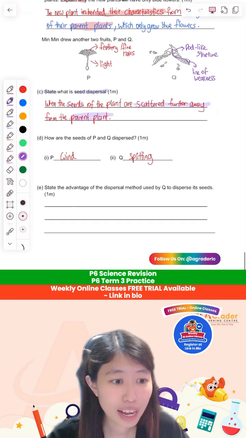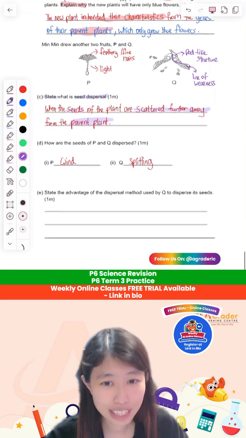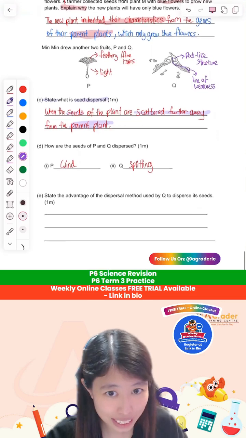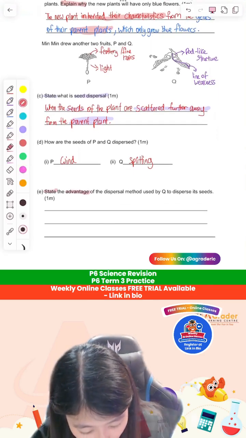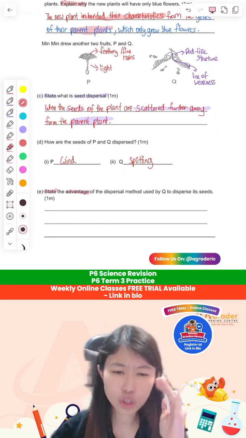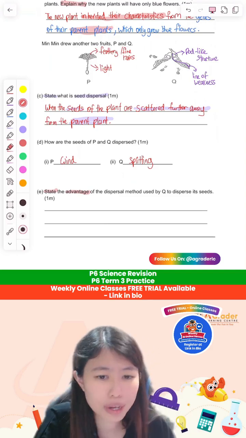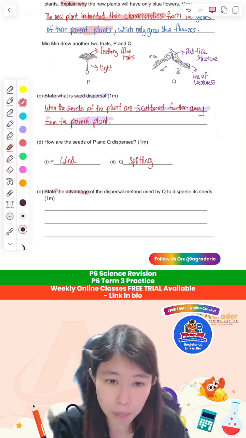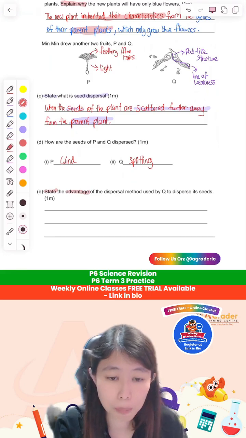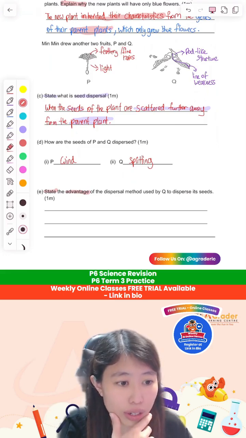Hey, why do you say short distance? The short distance is a disadvantage. Now, everybody, let's look at part E. They're asking, state the advantage of Q. I know a lot of you are very confident about the disadvantage. You always say the disadvantage is that it will be scattered very near the parent plant. That's a disadvantage. But do you all know what's the advantage?